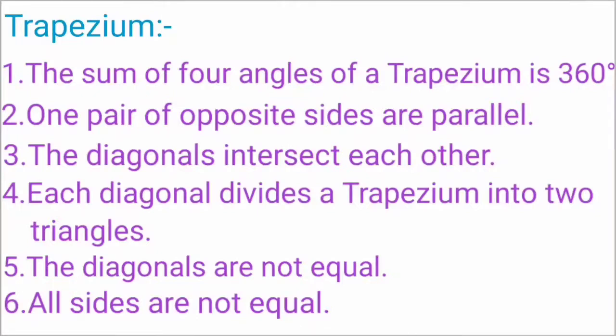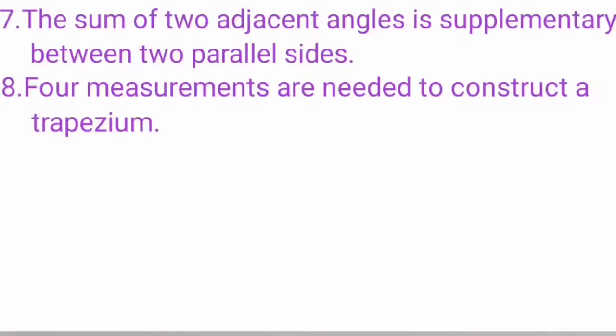If we draw a trapezium and draw one diagonal, it divides into 2 parts, each a triangle, so we can divide it into 2 triangles. The diagonals are not equal, all sides are not equal. The sum of 2 adjacent angles between the 2 parallel sides is supplementary. 4 measurements are needed to construct a trapezium.